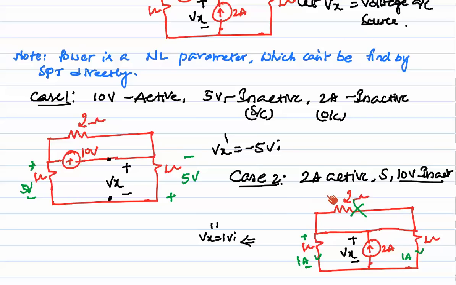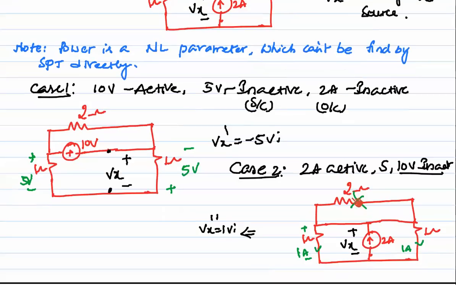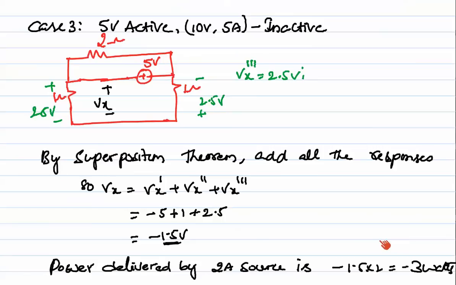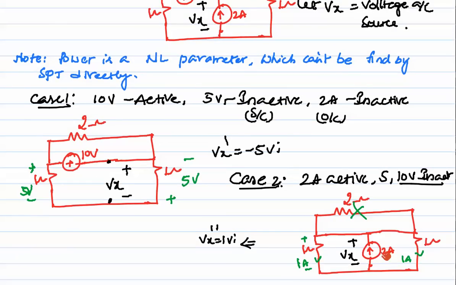Next, case 2. The 2 amps is active and the 5 volts and 10 volts are inactive, so they are short circuited. When this is shorted, the 2 ohms has no significance, because it is shorted. The 2 amps is equally distributed among the 1 ohm and 1 ohm, so Vx is 1 volt. So Vx double dash is equal to 1 volt because of case 2.